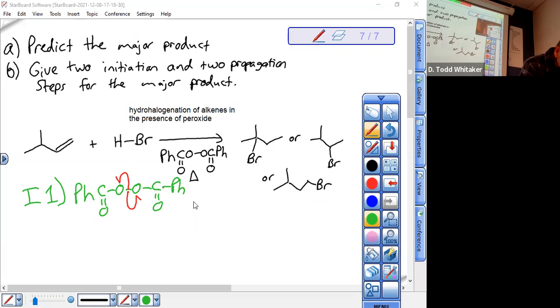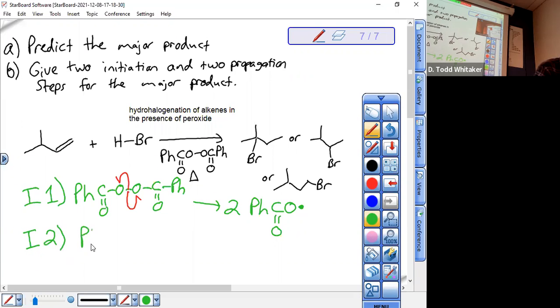And you're going to get 2 identical benzoyl radicals. Benzoyl-oxy radicals. And one of those is going to take an H in a radical fashion from HBr. HBr. This is just to get the first bromine radical for us.